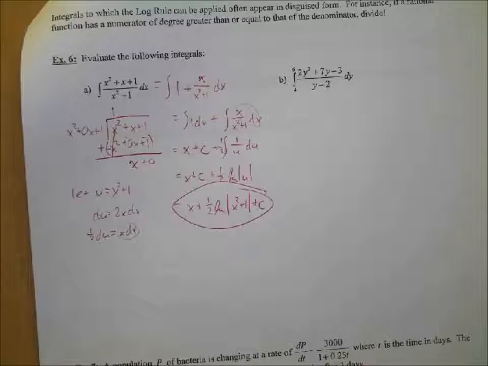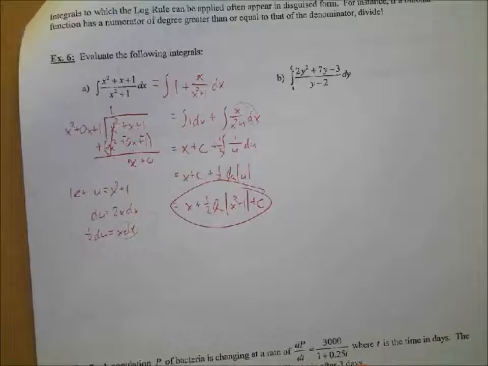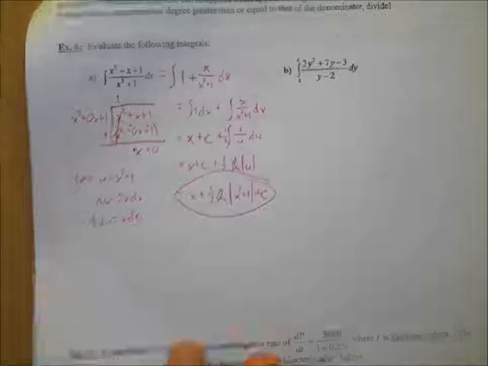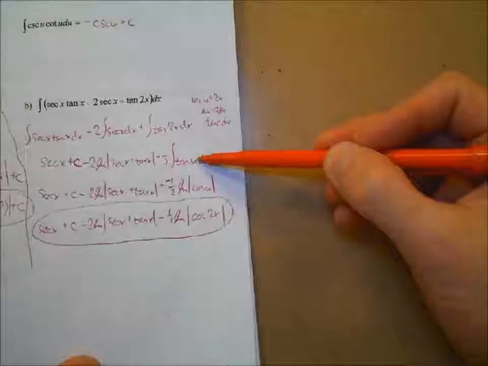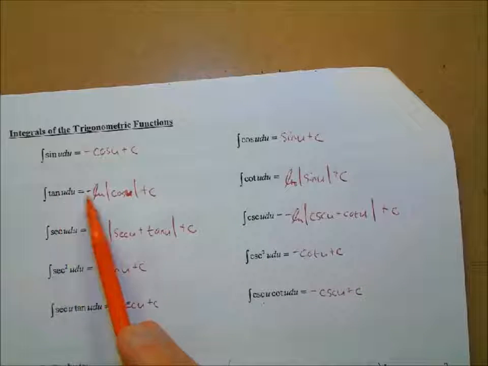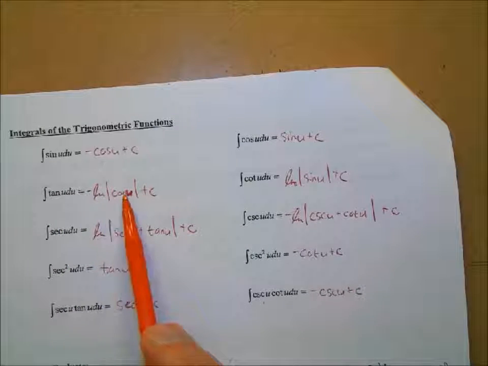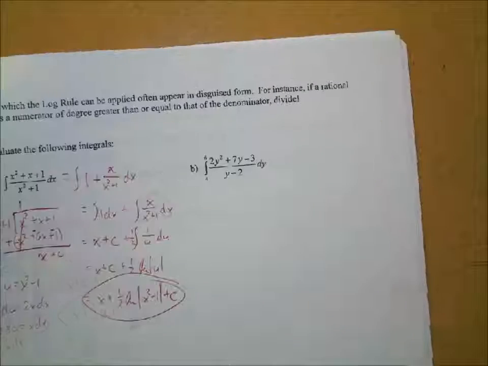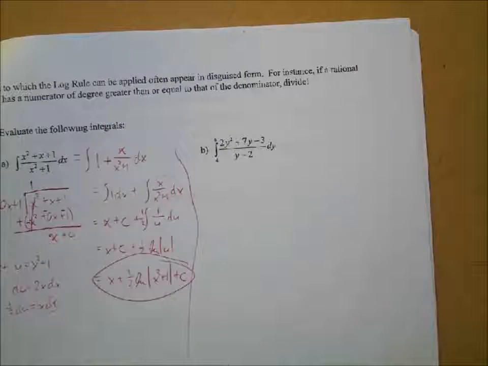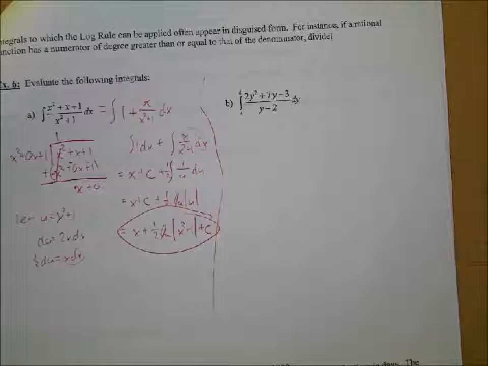Wait, so why is this 1/2 positive and the other 1/2 negative? Okay, so what is the integral of 1 over u? Natural log of the absolute value of u, plus c, right? Very good. What is the integral of tangent of u? Negative natural log of the cosine of u. So the negative comes from the fact that we're integrating tangent, not from the natural log part. The integral of tangent is negative natural log of cosine. That's where the negative showed up.